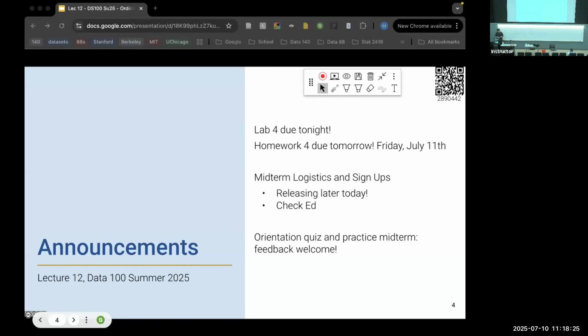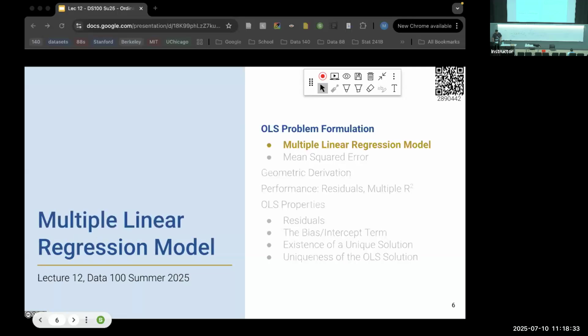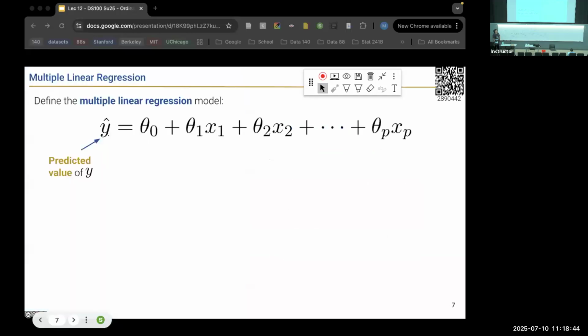So that's the announcements. Let's dive into the content for today. We're gonna start with a new model. Well, not necessarily a new model, but an improvement or a generalization of what we've seen last time. You saw this expression last time.